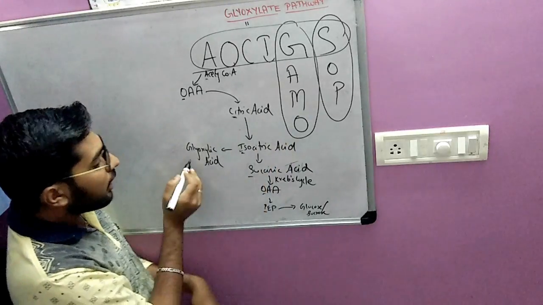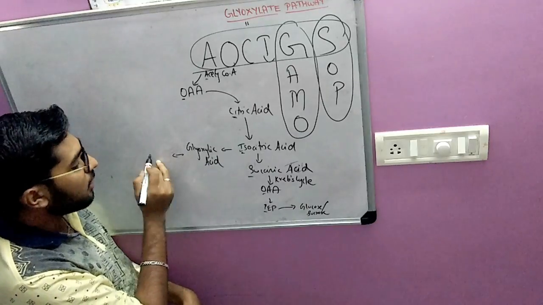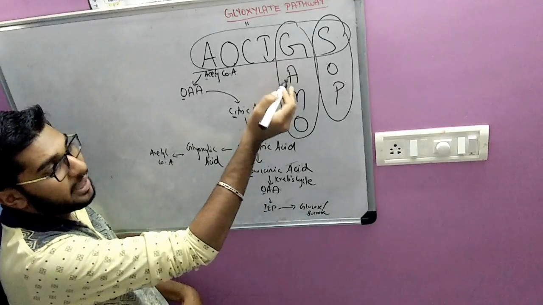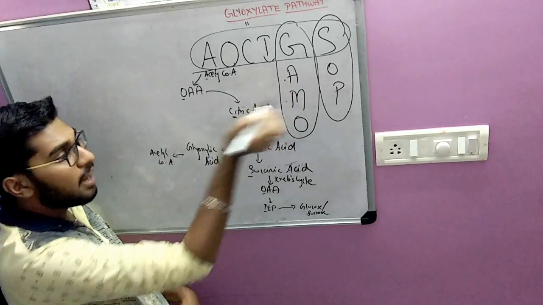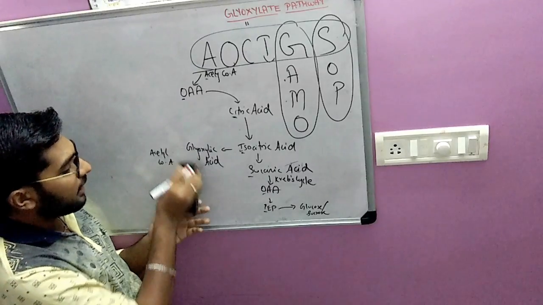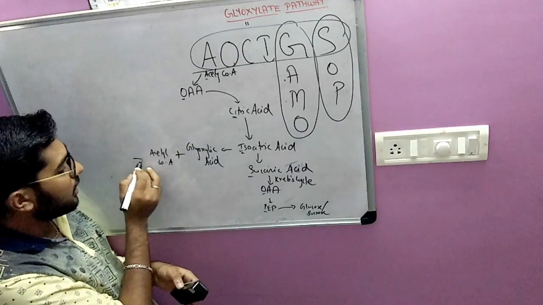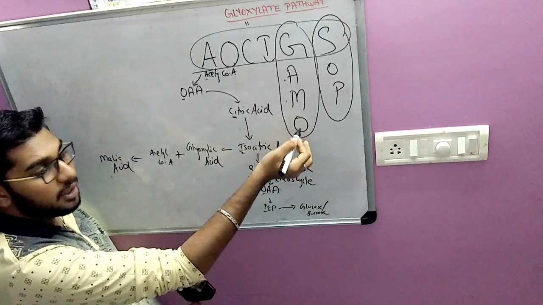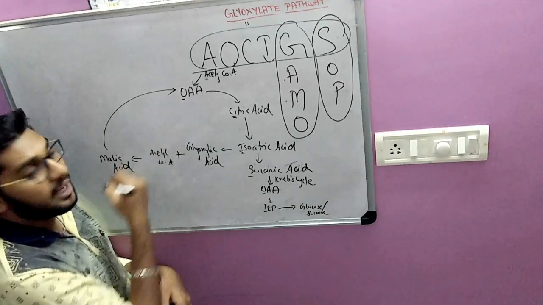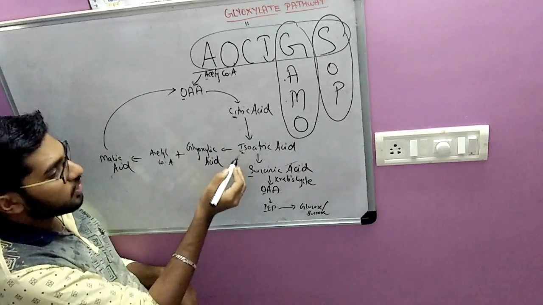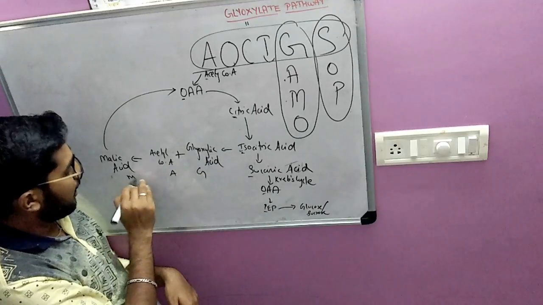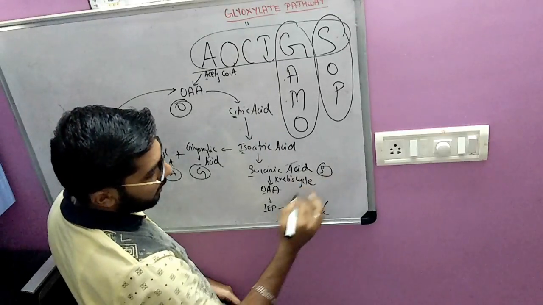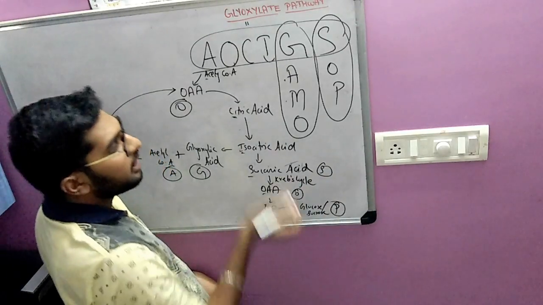Soap is over. GAMO. Now this glyoxylic acid combines with another molecule of acetyl coenzyme A, A stands for acetyl coenzyme A, to give rise to malic acid. And this malic acid gives rise to O, that is oxaloacetic acid, which is regenerated. So this is what stands for GAMO. If you remember this, it is very simple. And soap, SOP, soap.